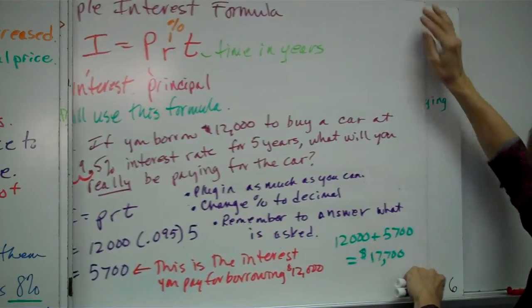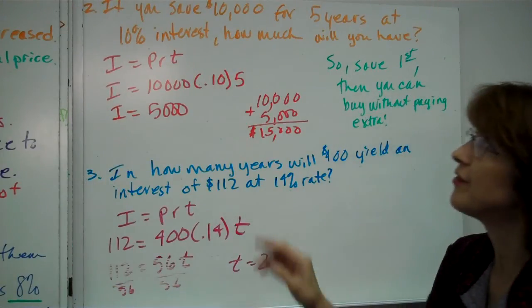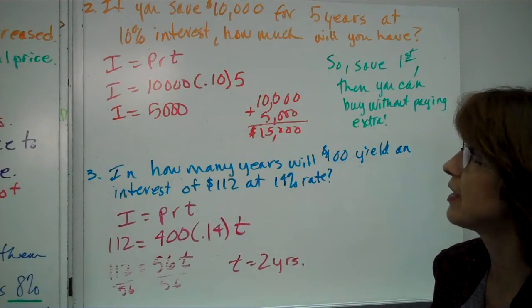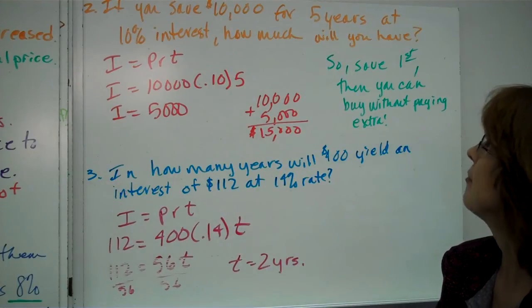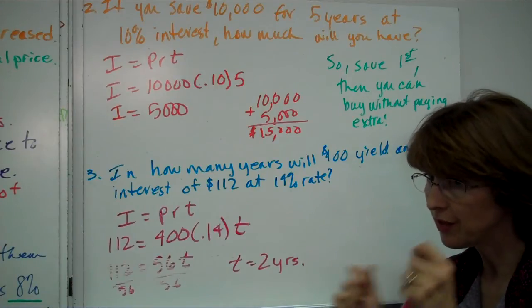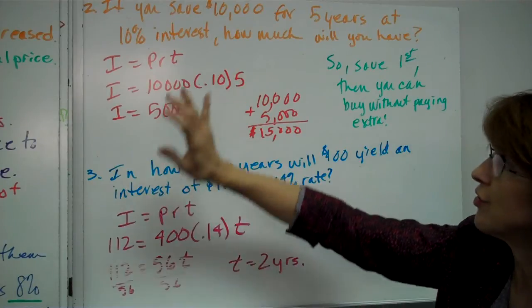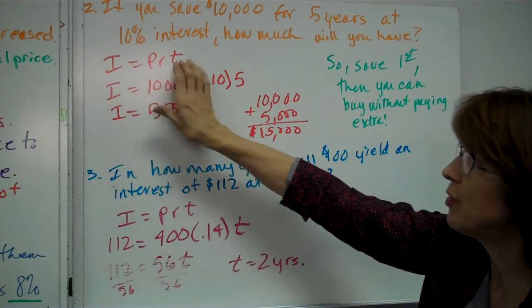But let's look at another way to do it. Number 2, if you save $10,000 for 5 years at 10% interest, how much will you have? Okay, so if you save the money, give it to the bank, and the bank will give you interest. And there's another way to do it, but I'm just doing it very simply right now, just so you can begin to understand. You write your formula down.